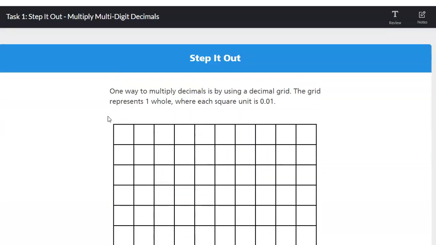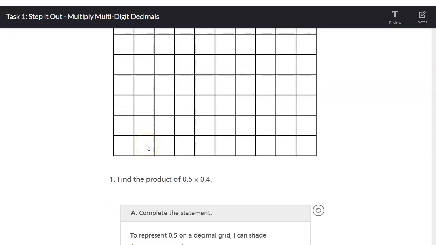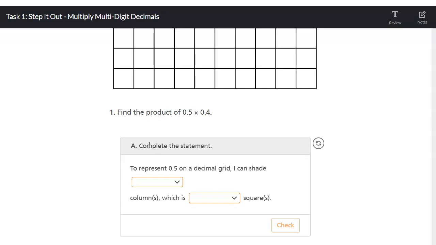This right here is a decimal grid. So one way to multiply decimals is by using a decimal grid. The grid represents one whole, where each square unit is 0.01. So that's what that looks like. They like to use these a lot. I will show you how to do it, but then I'll also show you how to multiply them together.